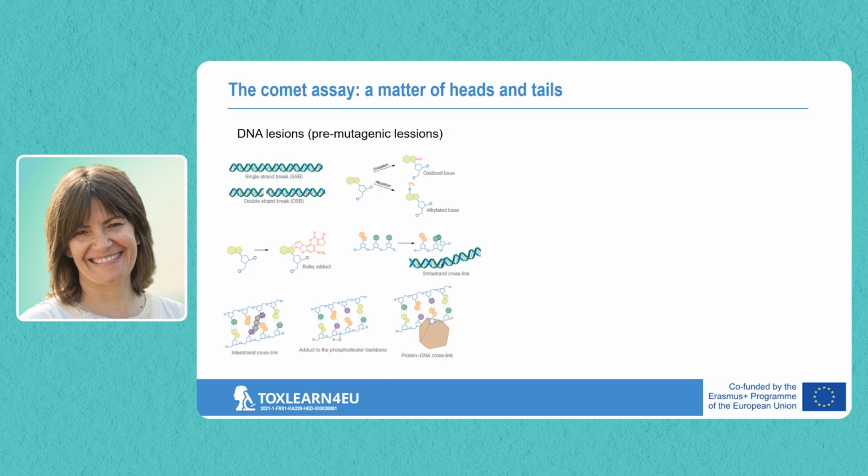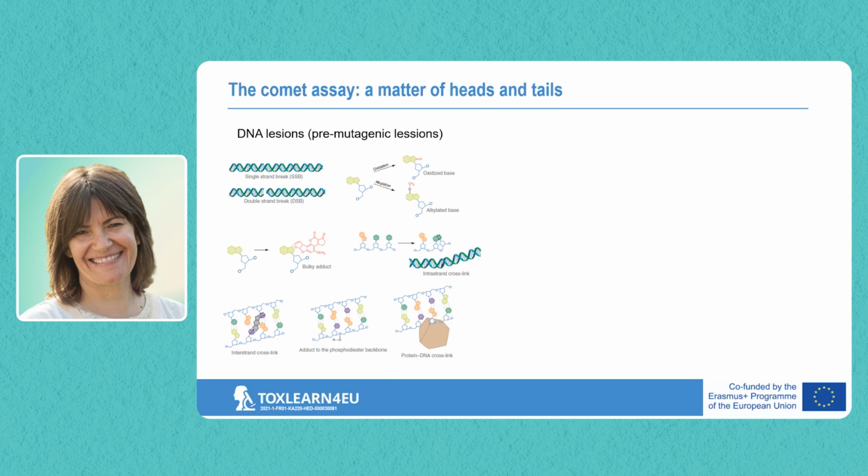Okay, so here we can see different lesions that can appear in our DNA. We have breaks. We can have single-strand breaks, a break in one of the strands. Remember, we have two. We can have double-strand breaks, with breaks in both of them. The bases can be oxidized. They can also be alkylated. We can have chemical compounds that attach covalently sometimes to the DNA, so we have bulky adducts in our DNA.